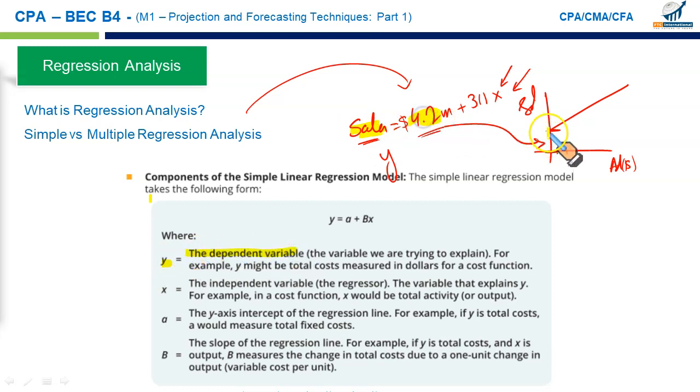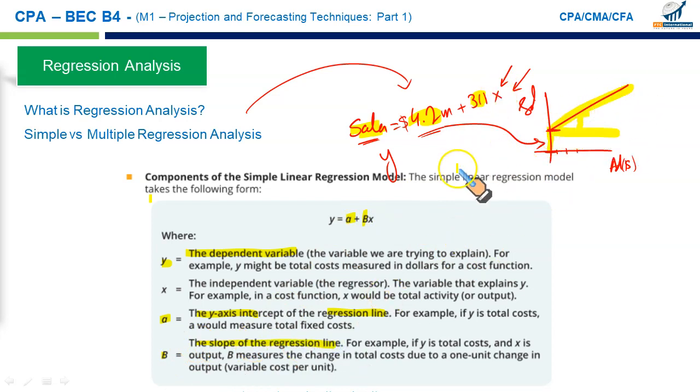This 4.2 million shown here on this system is what you call the y-intercept, sometimes called the fixed component. It is represented as A here. It's called the y-intercept, where the regression line cuts the y-axis. Then this is the variable coefficient represented here with B. B is the slope of the regression line. The steepness of this line is called B.